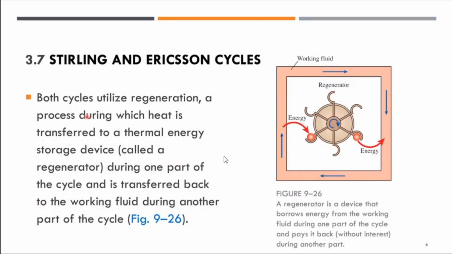For both cycles, Stirling and Ericsson, they utilize a regeneration process, during which heat is transferred to a thermal energy storage device, which is called the regenerator, during one part of the cycle, and is transferred back to the working fluid during another part of the cycle. This is shown in this particular figure 9-26, where a regenerator is a device that borrows energy from the working fluid. Right, this is the regenerator.